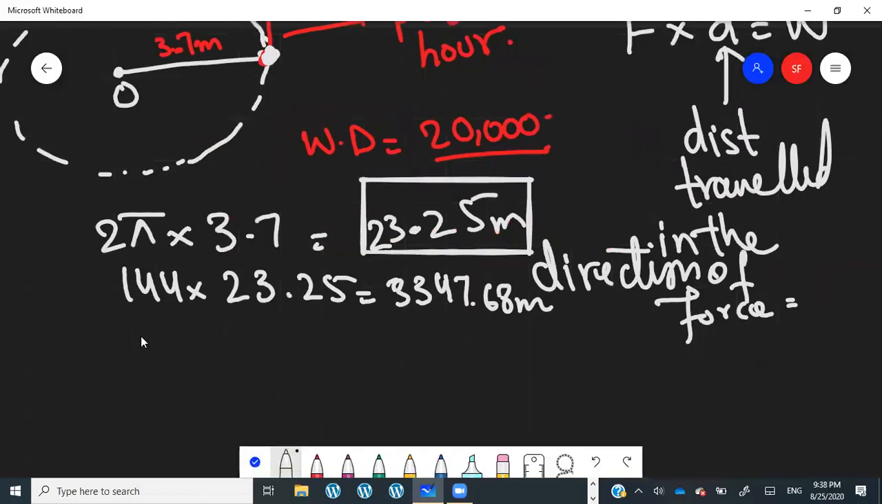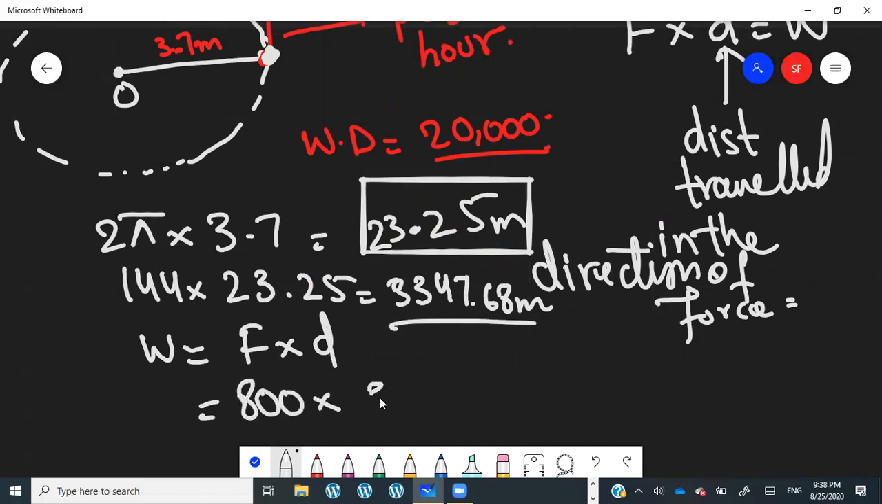So what's going to be the work done? It's going to be force multiplied by the distance that it traveled. The force is 800, the distance is this much, 3347.68, and this should hopefully turn out to be 20K. No, it's a much larger value. Let me see.